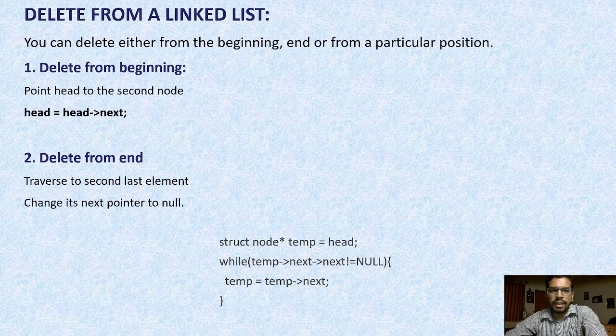Delete from a linked list. You can delete either from the beginning, the end, or from a particular position. Deleting from the beginning: point head to the second node, head is equal to head next. Delete from the end: traverse to the second last element and change its next pointer to null. The small program has been displayed here.